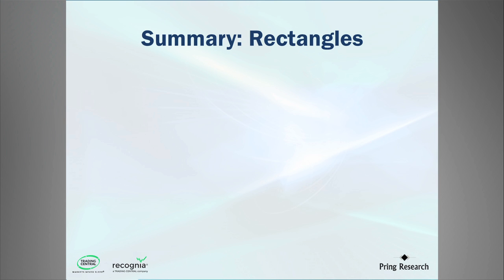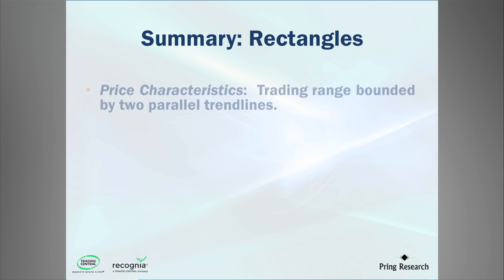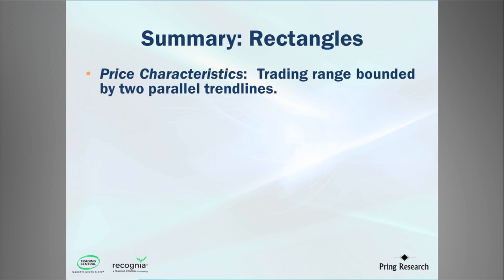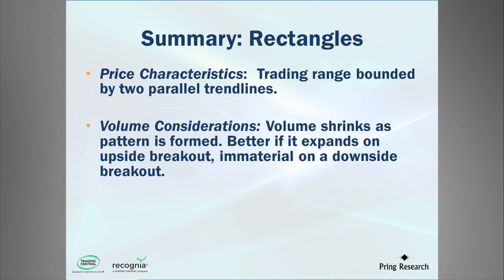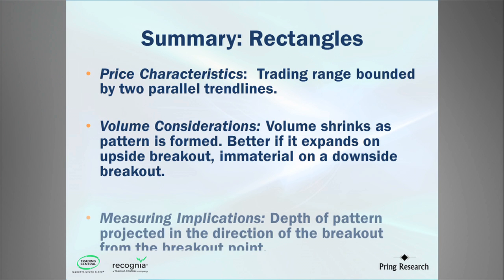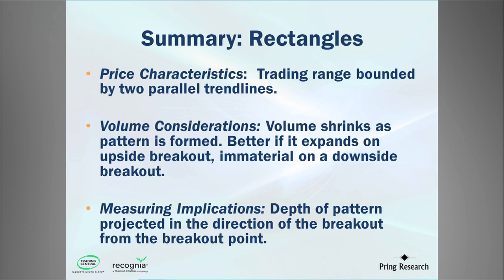Summary for rectangles. Price characteristics. A trading range bounded by two parallel trend lines. Volume characteristics. Volume shrinks as the pattern is formed. Better if it expands on the upside breakout. Immaterial on a downside breakout. Measuring implications. Depth of the pattern projected in the direction of the breakout from the breakout point.